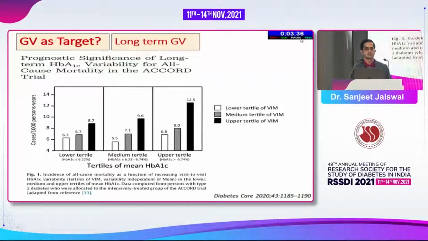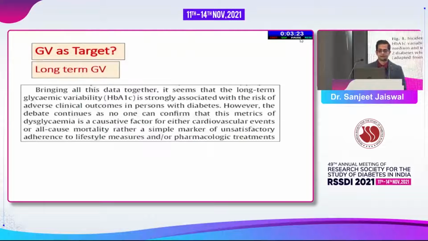In the post hoc analysis of the ACCORD trial, they have shown that there is an increased risk of mortality even when we have an HbA1c of less than 6.22. If the variation is more, there is more risk of mortality.